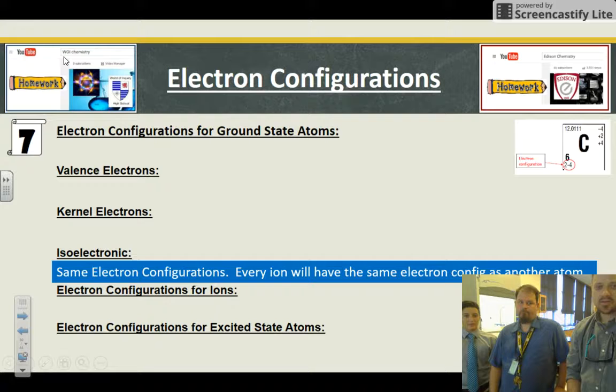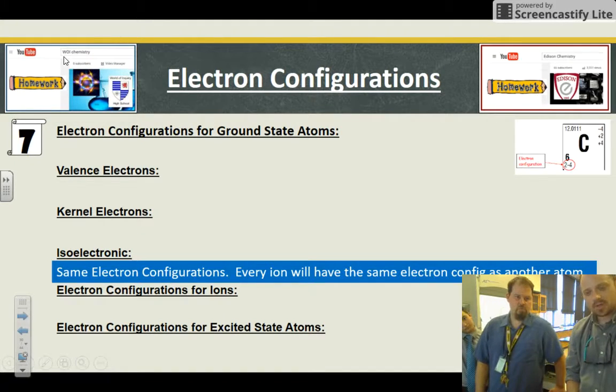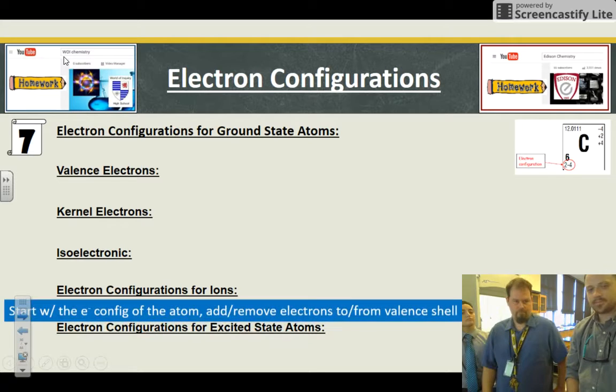Isoelectronic has to do with the electrons. So if you lose some or you gain some, it's going to have the same configuration as some other element when it's at its ground state, when it's not an ion. We will find that ions like to become isoelectronic with a noble gas, because that is very stable.